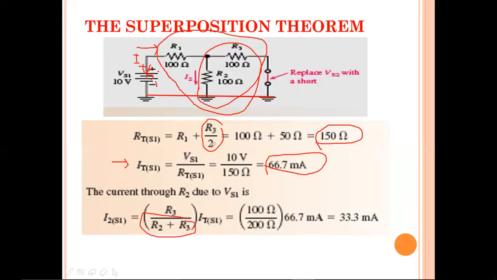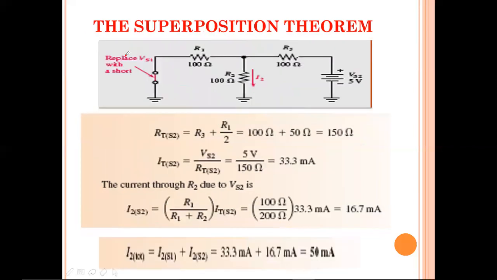Then by substituting R1, R2 and R3 in this equation, you will get the current flowing through the R2 resistor, which is 33.33 milliamps. But this is only one procedure, this is case one. What about case two? Right, I'm considering case two.